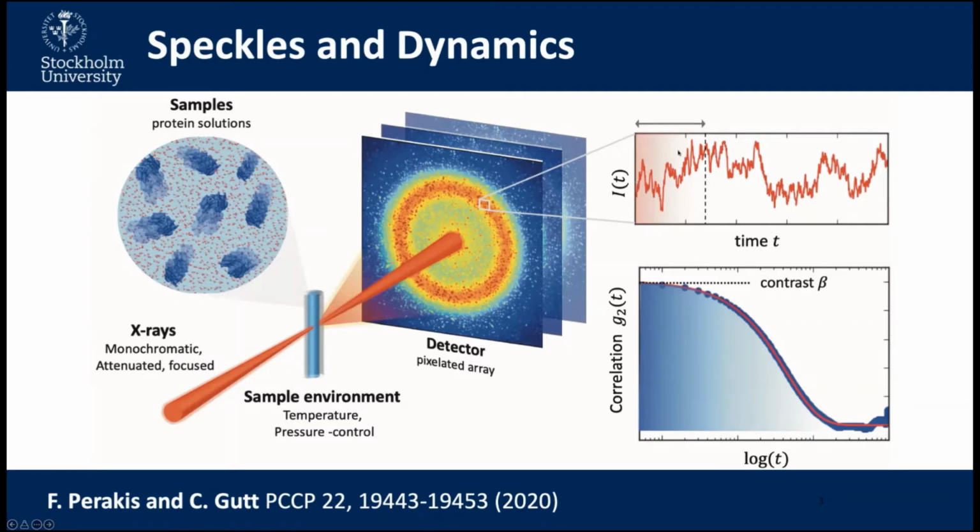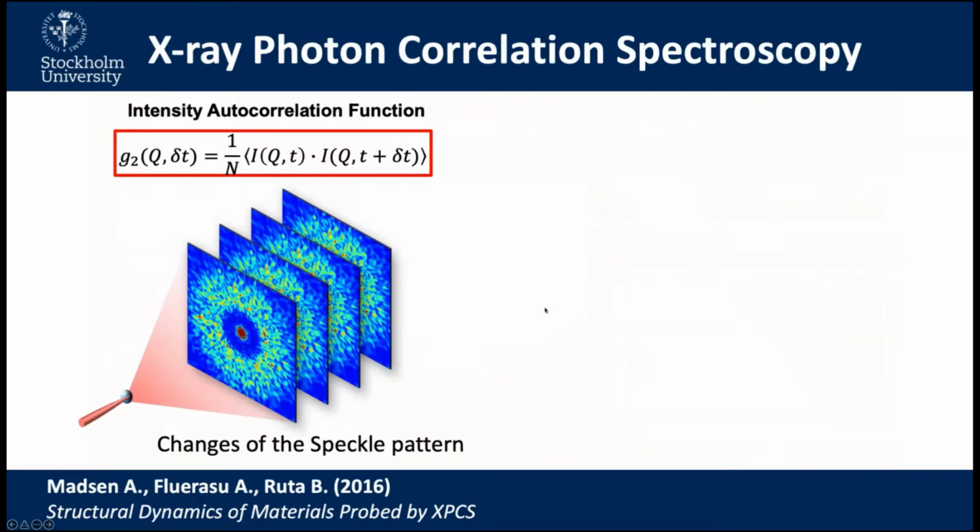By calculating a correlation function of these intensity fluctuations, shown here on the right, this correlation function G2 as a function of time, you can get information about the time constant. Very often we refer to the intercept as speckle contrast, and we plot this as log time. So that's how an exponential would look, for example, here. And this technique is called X-ray photon correlation spectroscopy.